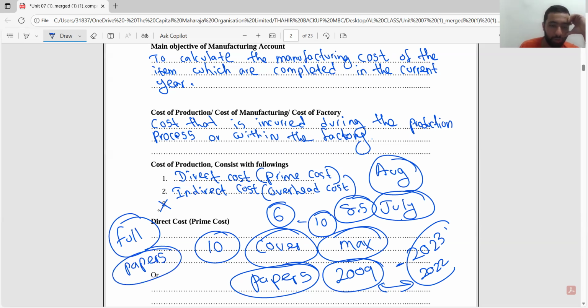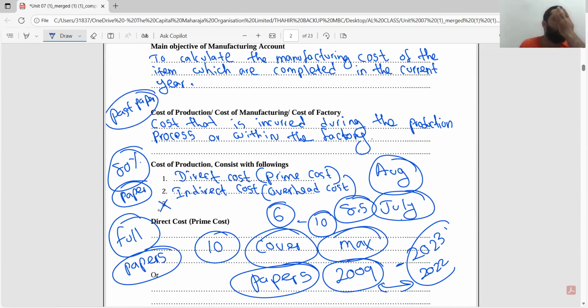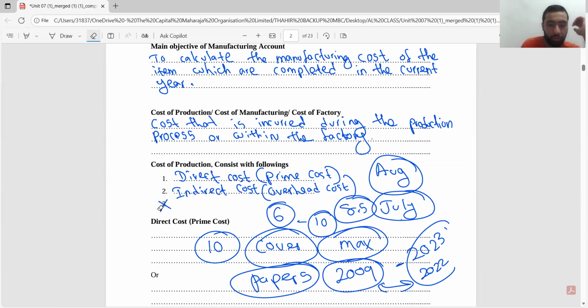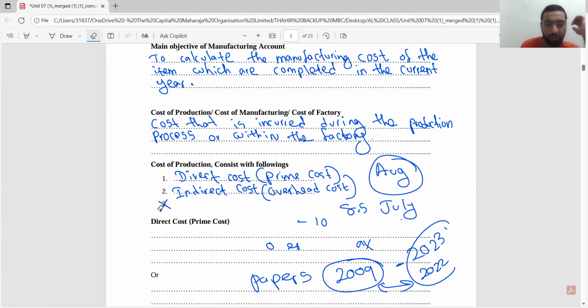So make sure. And then 80% of your paper will consist of what? Your A-level paper, 80% will consist of past papers. So there is nothing to be afraid of. 80% will consist of your past papers. Right? So we will have to do papers, full papers. So we have to cover the syllabus and do full papers.